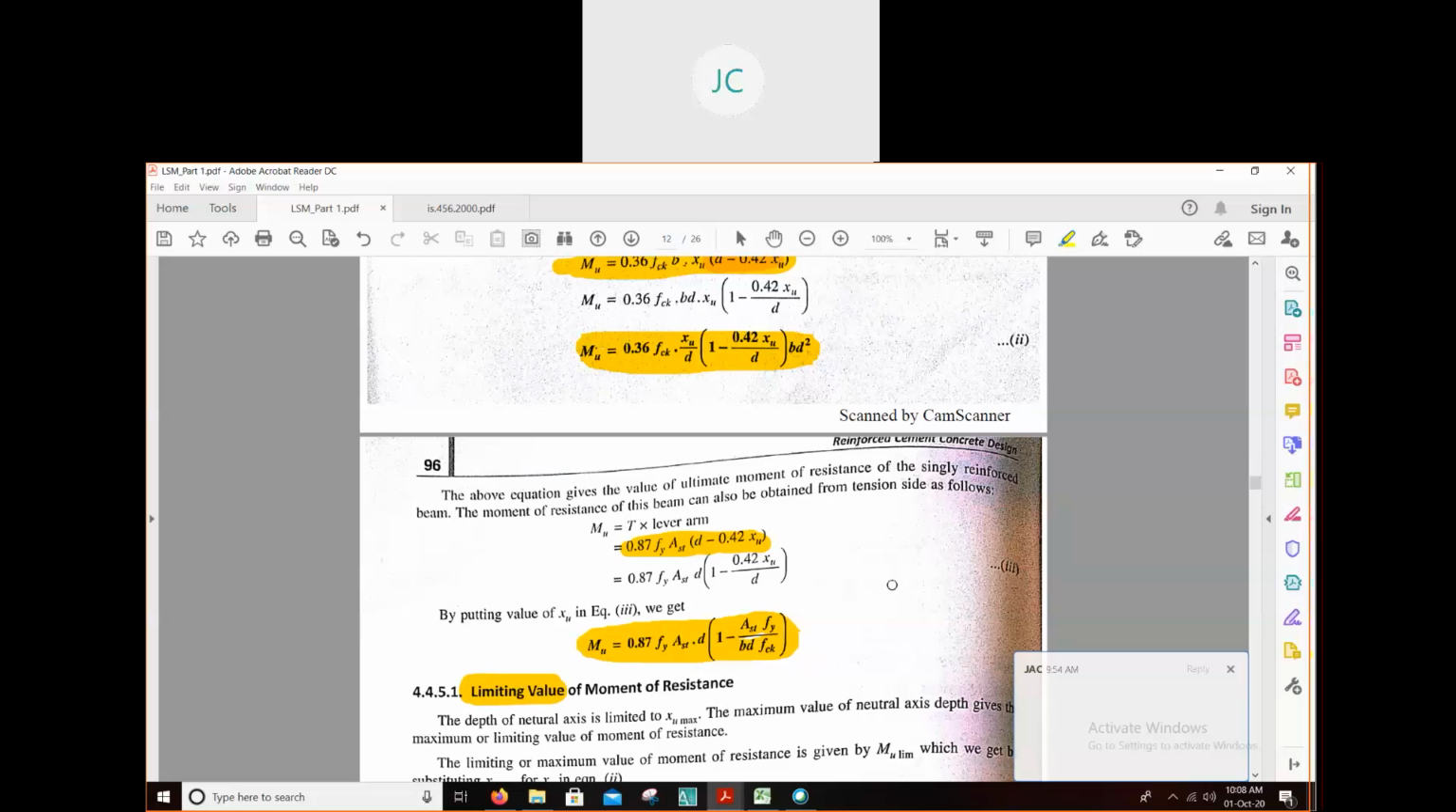Because in underreinforced section, our steel will fail first. That means the strength of the beam or the structure will be determined by the steel. So we have to use the equation where the tensile force is there. So equation number 3 we have to use. Those who are saying equation number 3, all are correct. Raju, first you said 2, then you are saying 3.